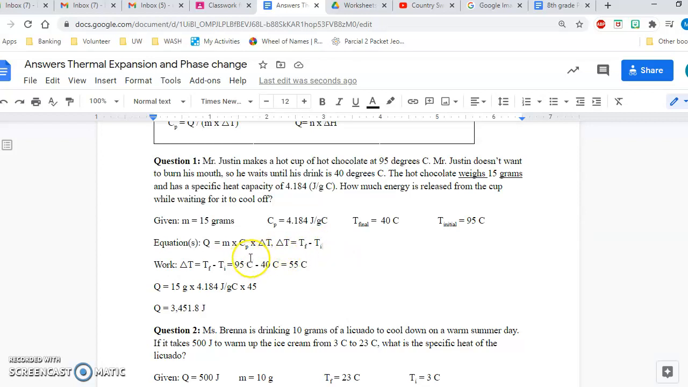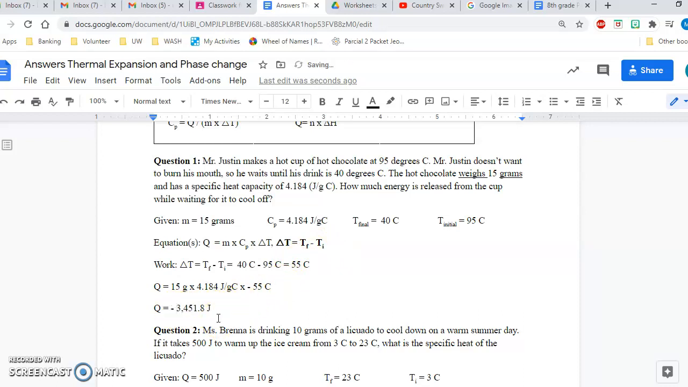So let's first use our TF minus T initial. So we'll do 95, or wow, TF should be 40. Sorry guys. TF is 40. T initial is 95 degrees C. And so we get a negative 55 degrees C.